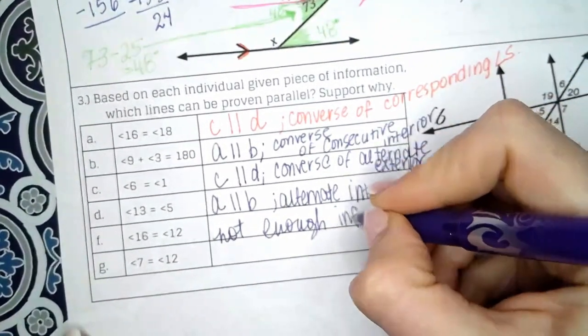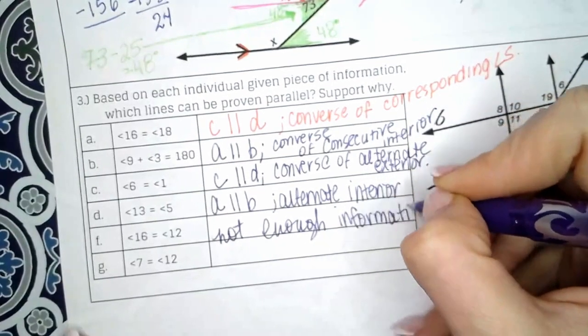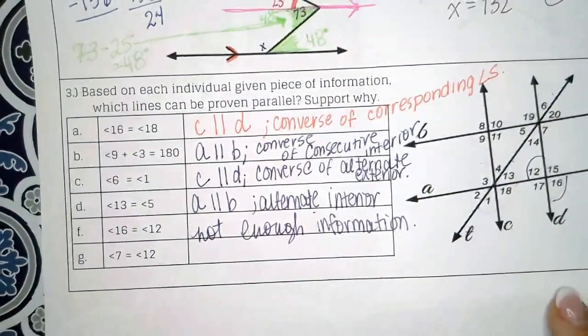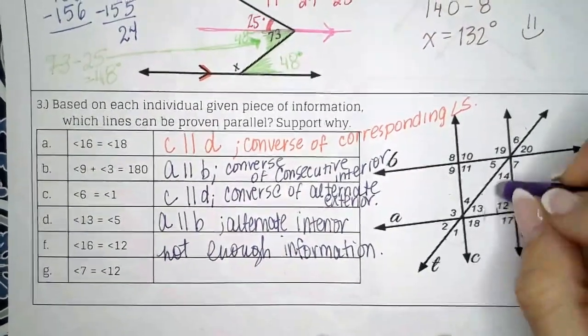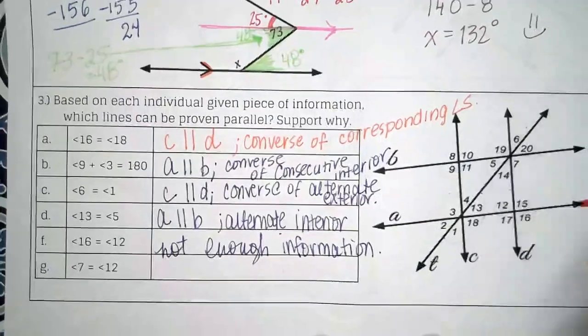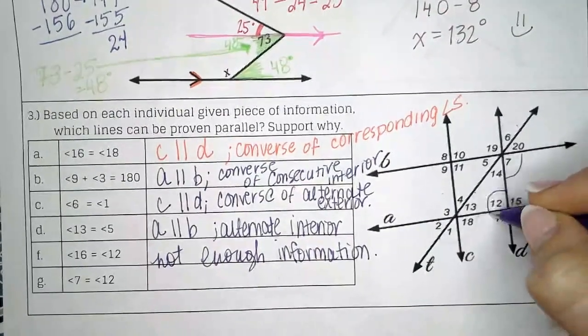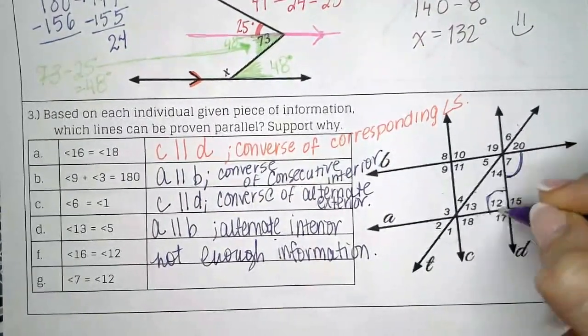Not, well, they didn't say that, but information. So we cannot make any conclusion about parallel lines. Last, 7 and 12. So, angle 7 I see up there. Angle 12, okay. So 7 and 12, here and here. What kind of angles are 7 and 12?